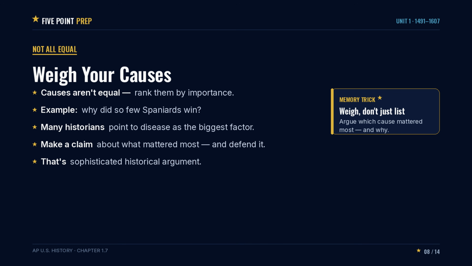But many historians argue that disease was the single most important factor, because it shattered populations before battles were even fought. The skill is to make a claim about what mattered most, and then defend it with evidence. Don't just list causes, weigh them. That's the difference between a summary and an argument.